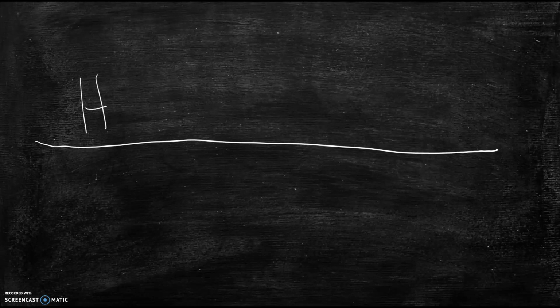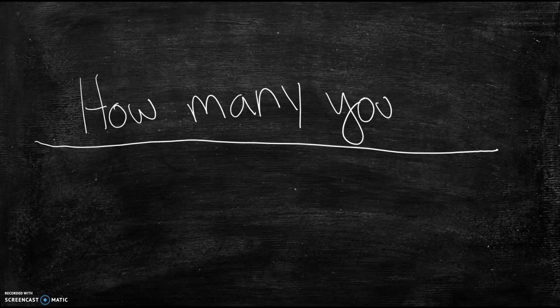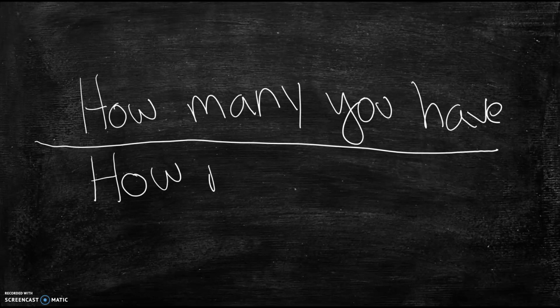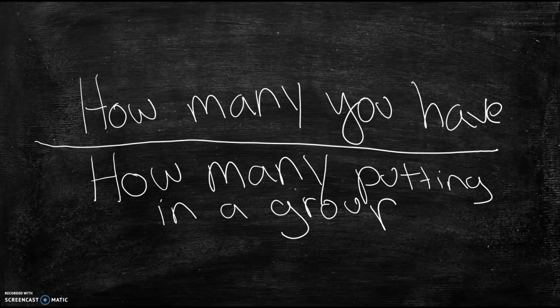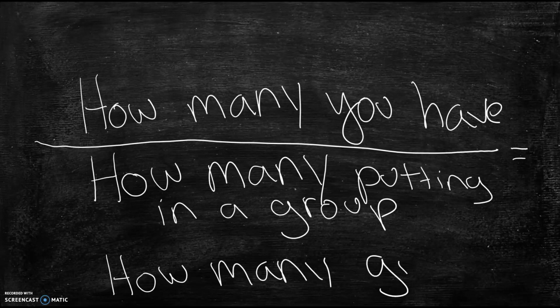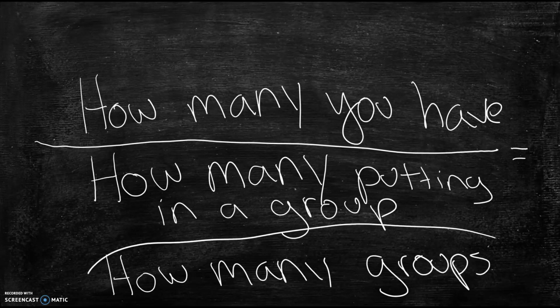It's how many you have of something. And what goes on the bottom? That's right. How many you're putting in a group. And what does that tell you? Ultimately, it's going to tell you how many groups you have. And that is what you want to know.